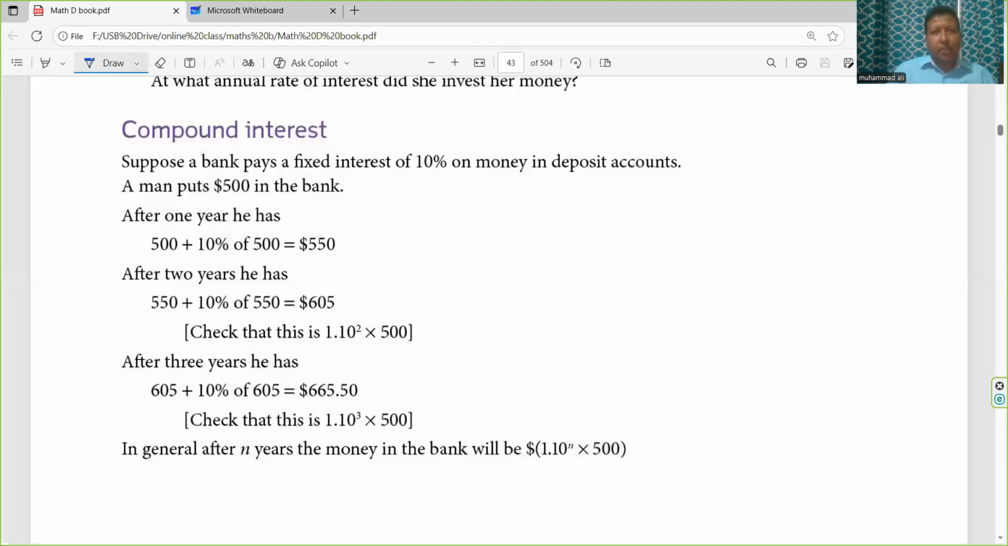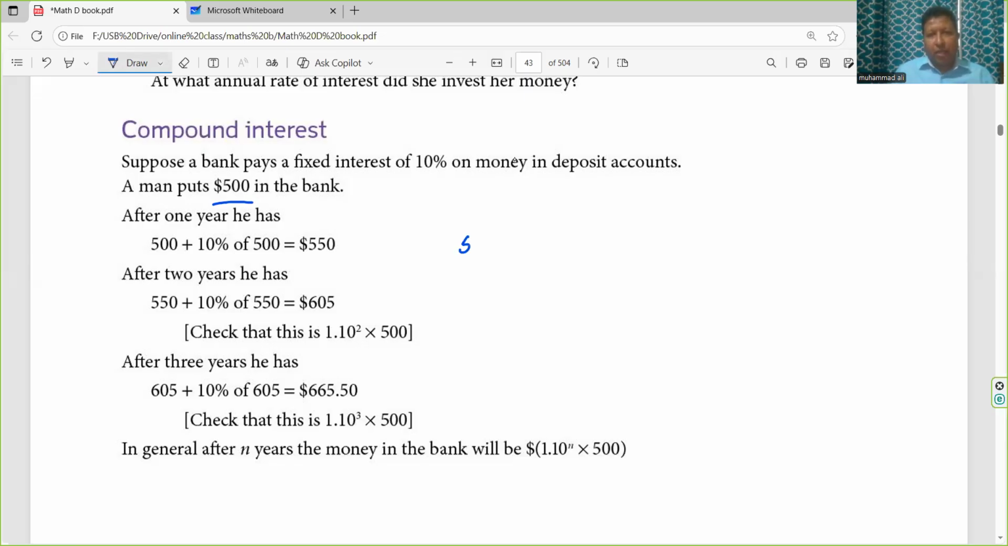Today we try to discuss compound interest. Suppose a bank pays a fixed interest of 10% on money in deposit accounts. A man puts $500 in the bank.